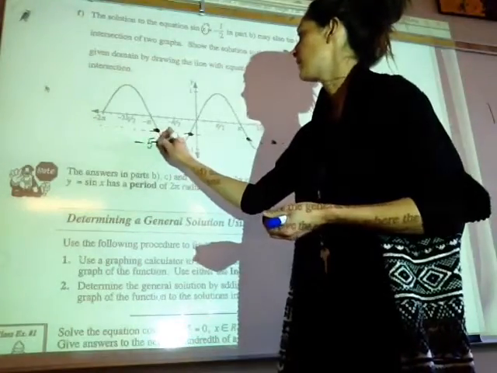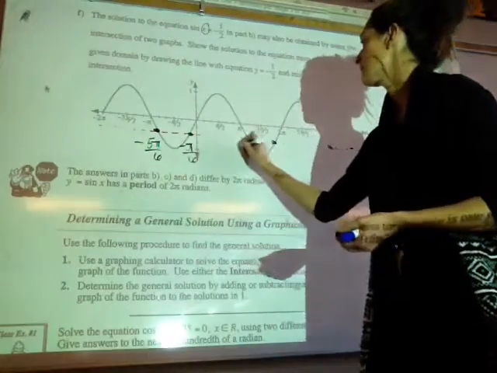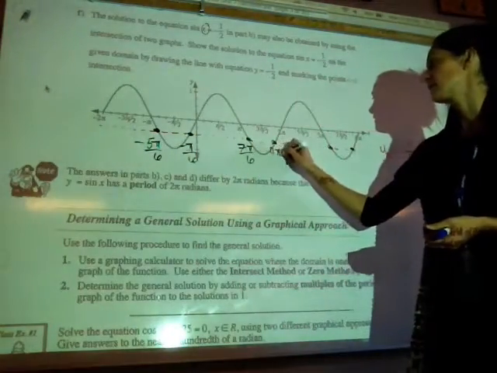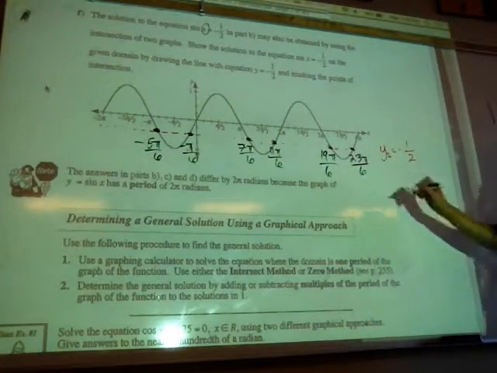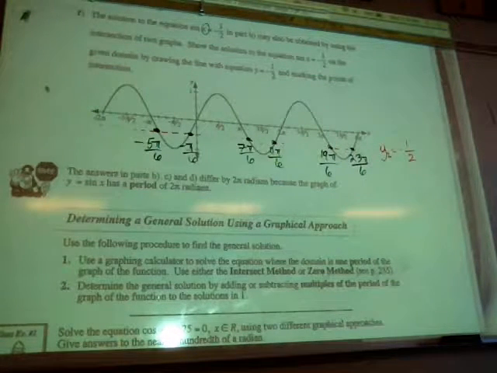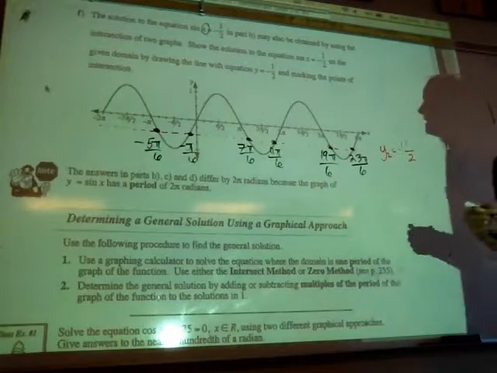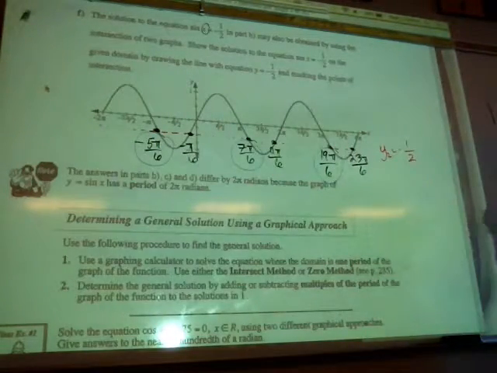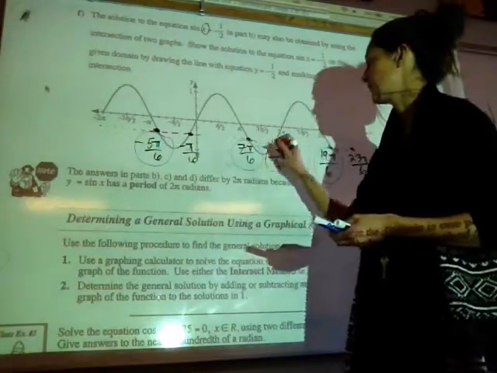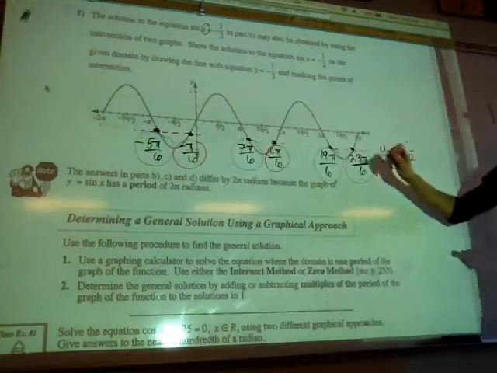So negative 5 pi over 6, negative pi over 6, 7 pi over 6, 11 pi over 6, 19 pi over 6, and 23 pi over 6. And just keep in mind the pairs of solutions. So here we're differing by 2 pi, which signifies a period. Okay, and 11 pi over 6 differs by 2 pi for the solution circled in red.